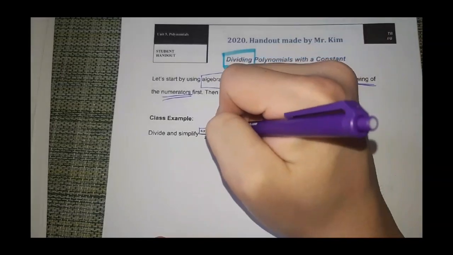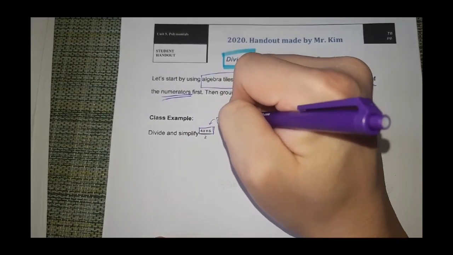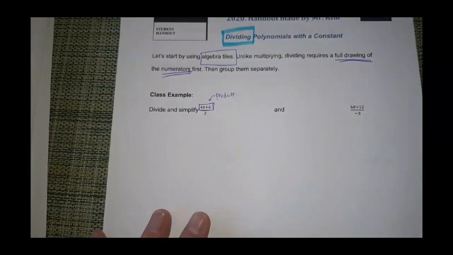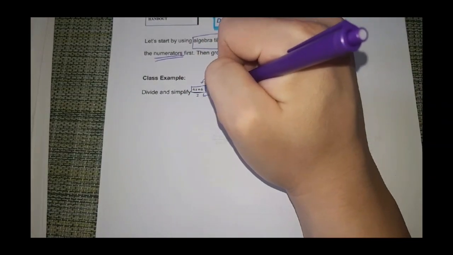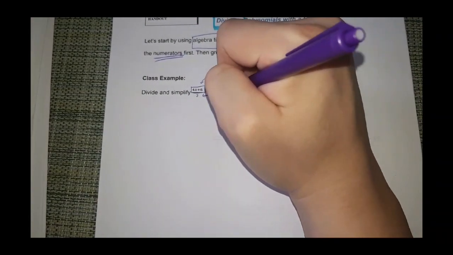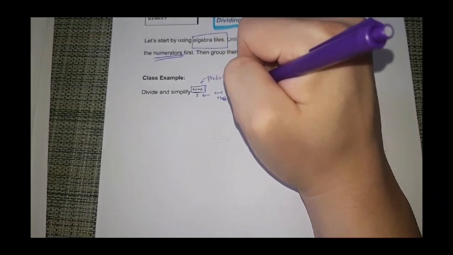We already know our product. The numerator gives you the product, something times something. The denominator is one of the columns. What I mean by that is it can be vertical or horizontal. It doesn't matter which one you choose.